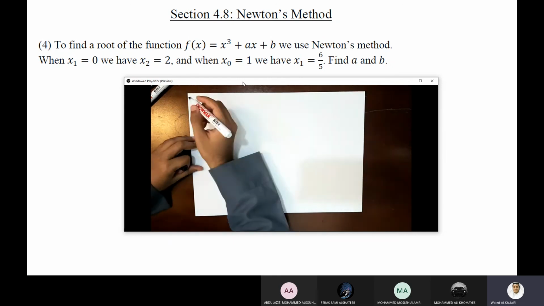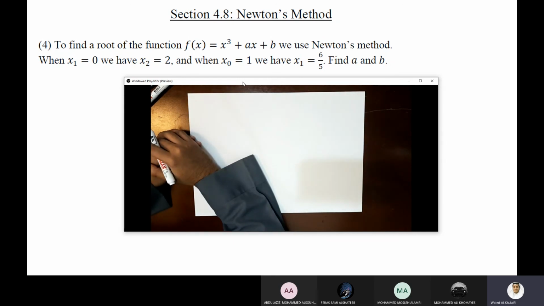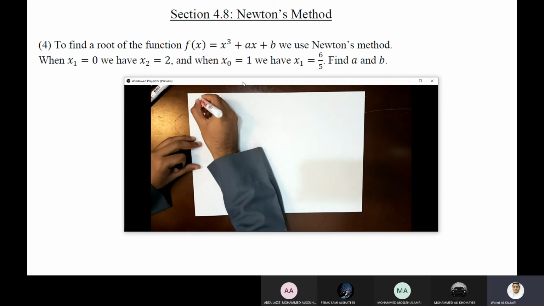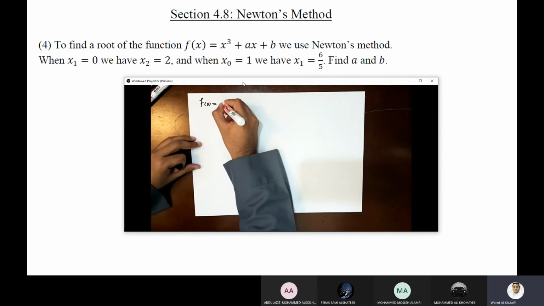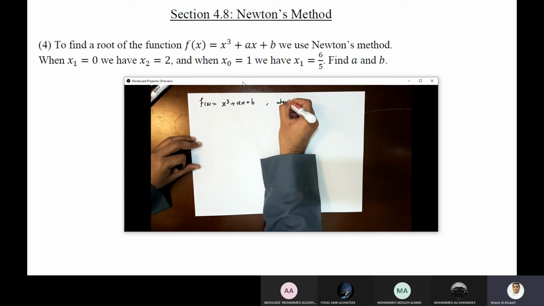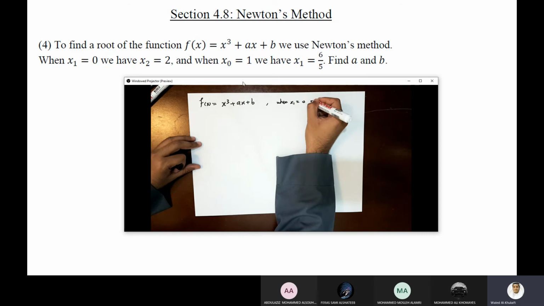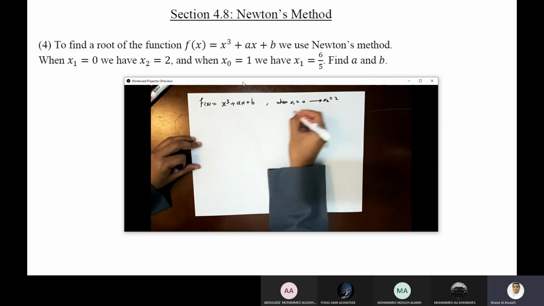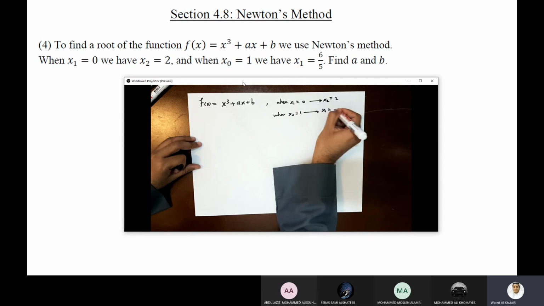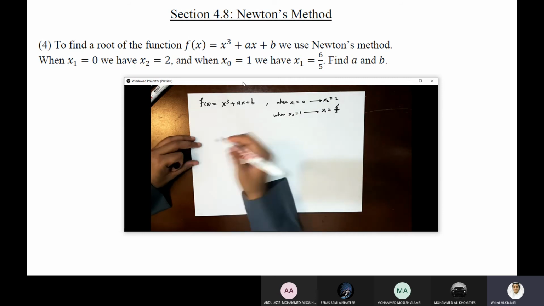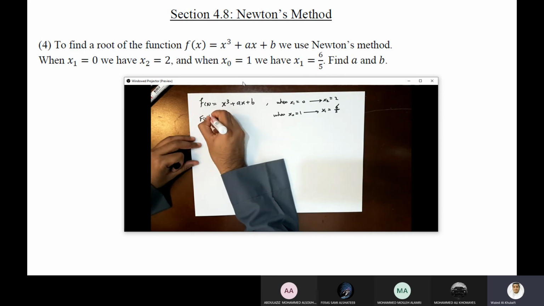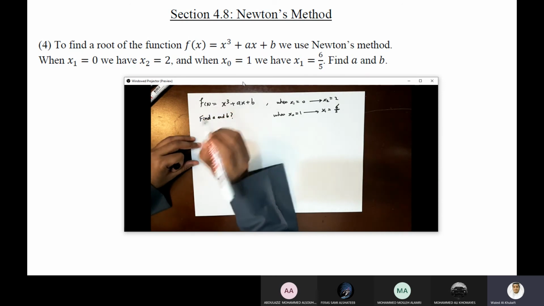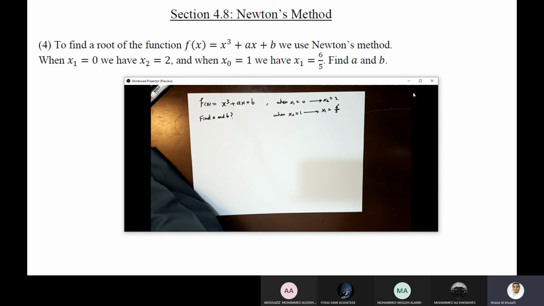Guys, what should I do? Let me write the information again on the paper. This is x cubed plus ax plus b. When x1 equals 0, we have x2 equal 2. When x0 equal 1, we have x1 equal 6 over 5. And of course here, find a and b. Okay, anyone tell me what should I do?